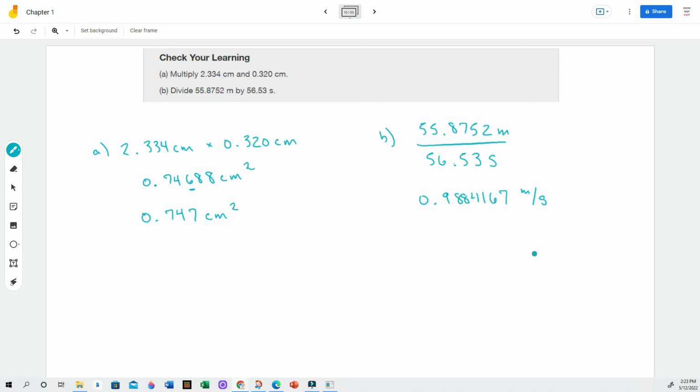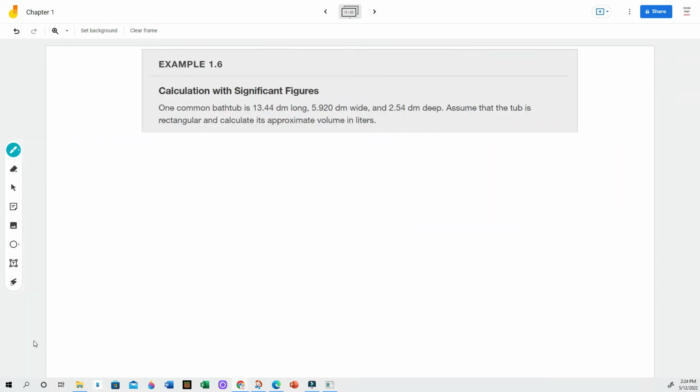Okay, now let's determine our significant figures. My numerator here has 1, 2, 3, 4, 5, 6 significant figures. My denominator has 1, 2, 3, 4. So I'm going to be limited by my denominator. I'm going to have 4 significant figures, 1, 2, 3, 4. So I need to round at this 4 right here. Immediately to the right of that 4 is a 1, so I am going to round down. So this rounds to 0.9984 meters per second.